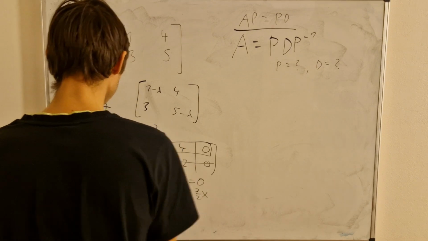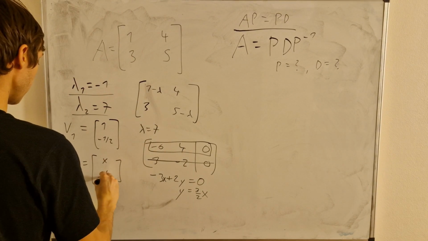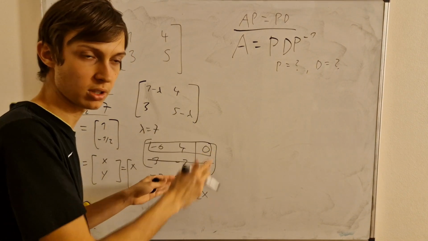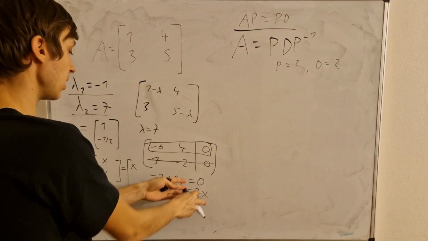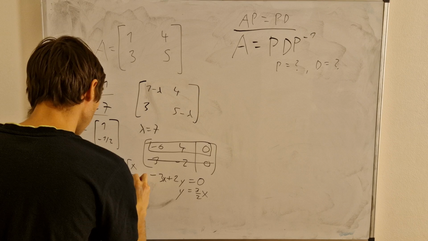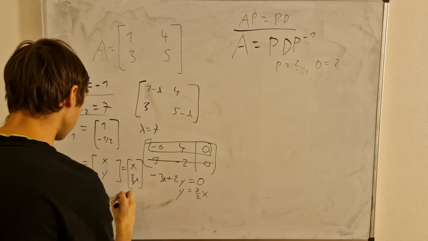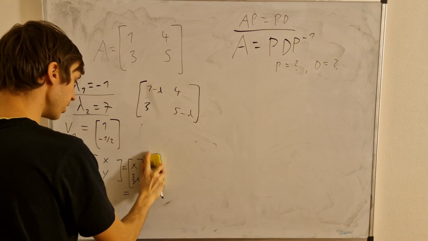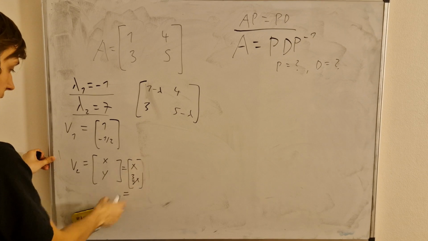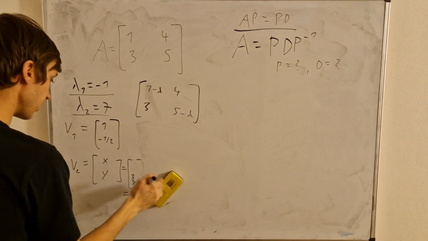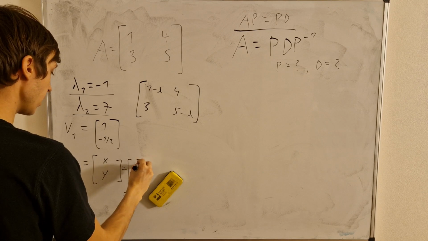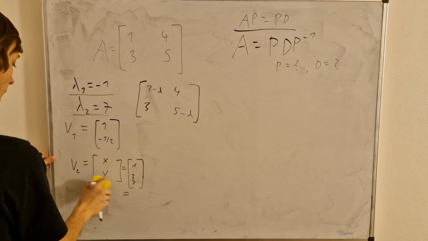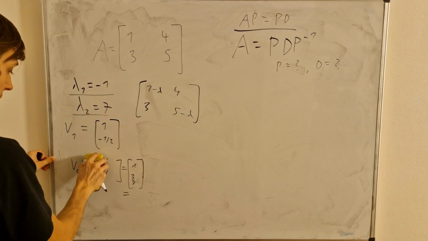And so v2 will be again x and y, but x again is the parameter that we don't know. There is just one equation and two unknowns. So I say x, and for y I express it in x, so that's 3 halves x. But again, I can take the x out. Instead of this, I will replace it by 1, and that's it. But this is just a scaling factor. So for the eigenvector, I'm just saying this. So 1 and 3 halves.